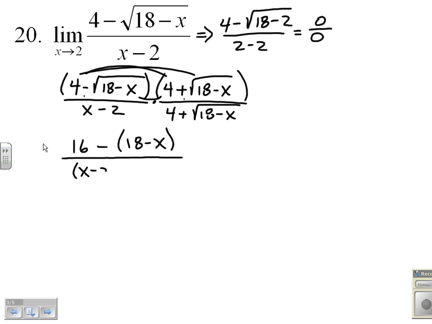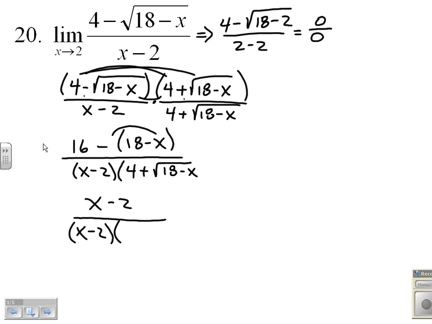You'll see why shortly. x minus 2 needs to be multiplied to 4 plus root 18 minus x. So careful to distribute the negative in the numerator. I end up with a positive x and a 16 minus 18 minus 2 in the numerator on x minus 2 times 4 plus root 18 minus x. And I think you're seeing the payoff here.